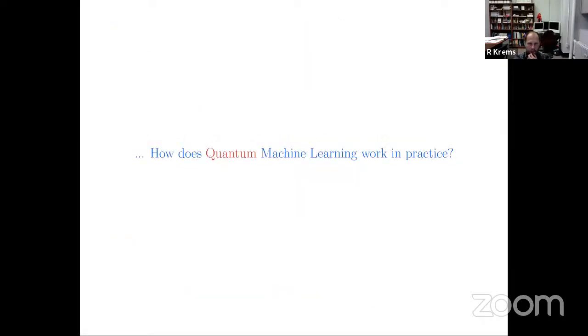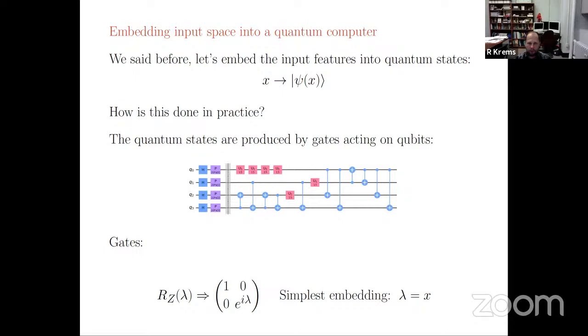So let's maybe take 5 minutes or so to discuss how quantum machine learning models are built in practice. I mentioned before that we're going to embed X into the quantum circuits. So how is this actually done? Well, you're working with quantum circuits that are depicted by something like this, where you typically, like with the IBM quantum computer these days, have access to something like 4 to 10 qubits or so.